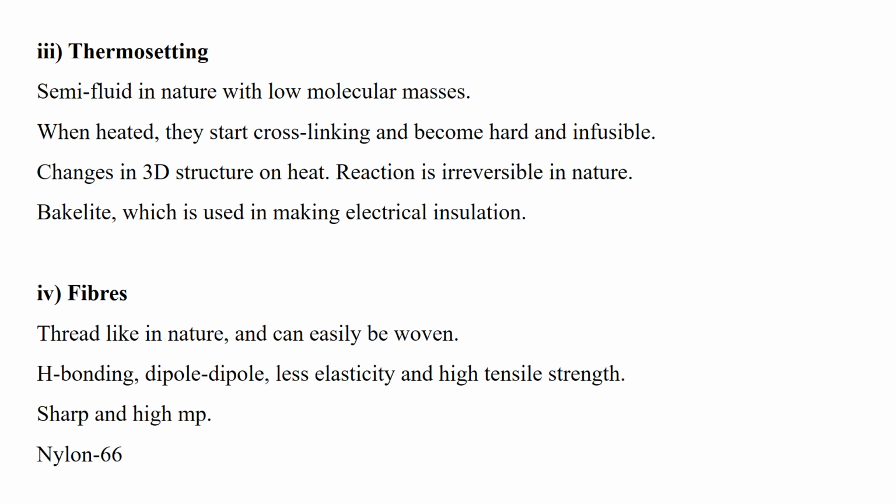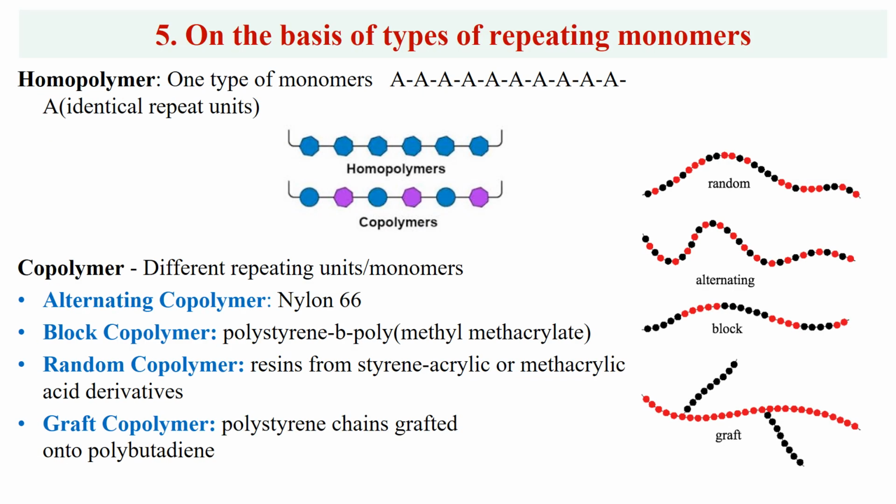That is, a high stress can be applied before any strain is produced. They have sharp and high melting points. Nylon 66 is a very common example.